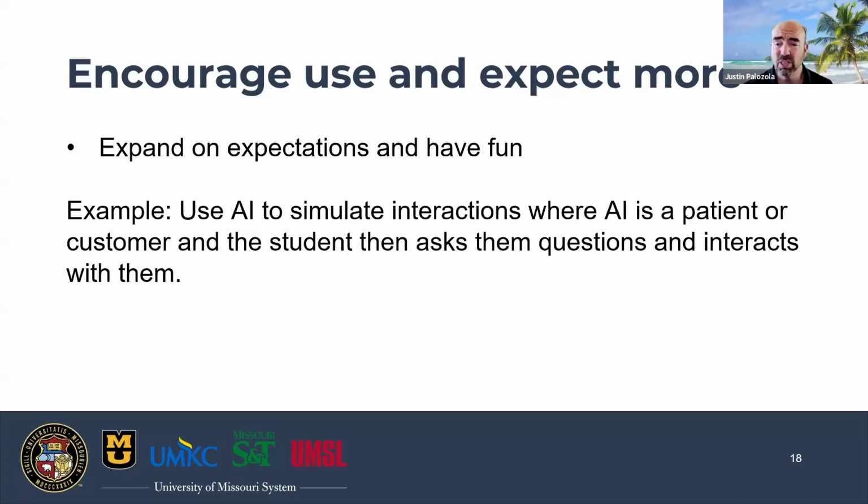So use AI to simulate interactions where AI is a patient or a customer, and the student then asks them questions and interacts with them. And we also talked about, rather than the paper in general, why not create an AI simulation from all three different aspects, right? So the first one would be giving a real detailed prompt to AI around what the situation is, and then having AI be the insurance person and the student will be the doctor, right?